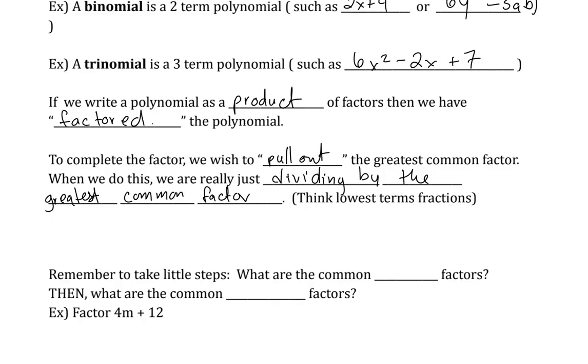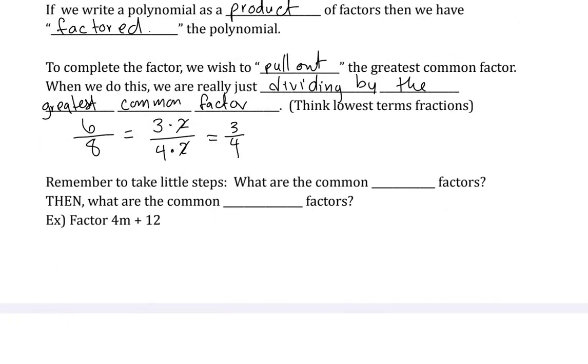So think lowest terms with fractions, okay? So if I were to say something like 6 over 8, the greatest common factor between these two things is going to be 2. So what I can do is I can say 3 times 2, and I can say 4 times 2, and I can cancel out the 2 and the 2, and I'm left with 3 over 4. We're essentially doing this exact same thing, except with polynomials instead of fractions. So remember to take little steps, like what are the common number factors? And then what are the common variable factors?